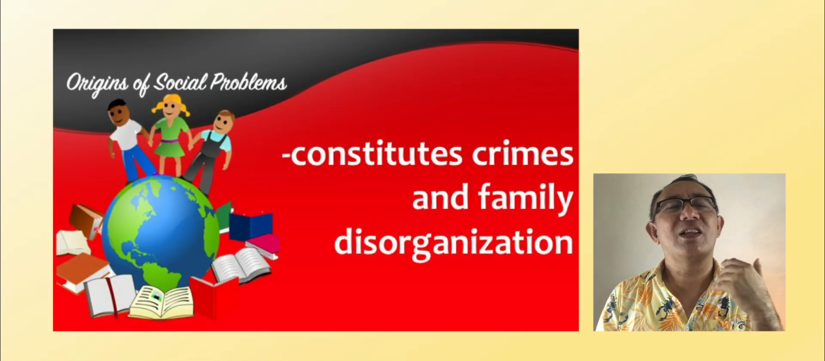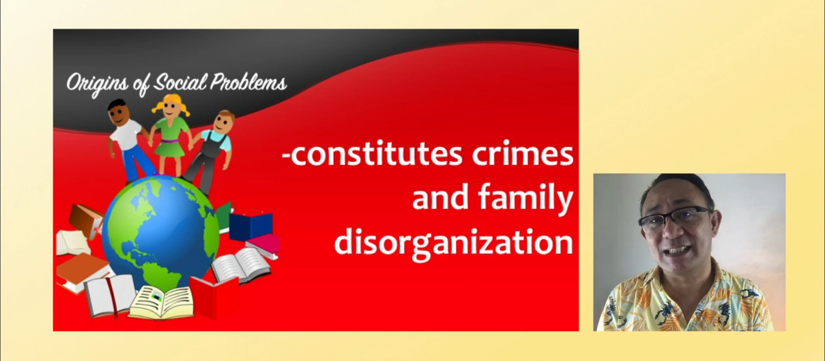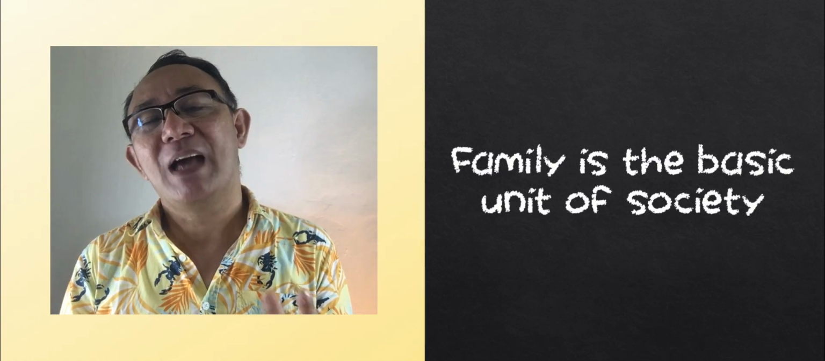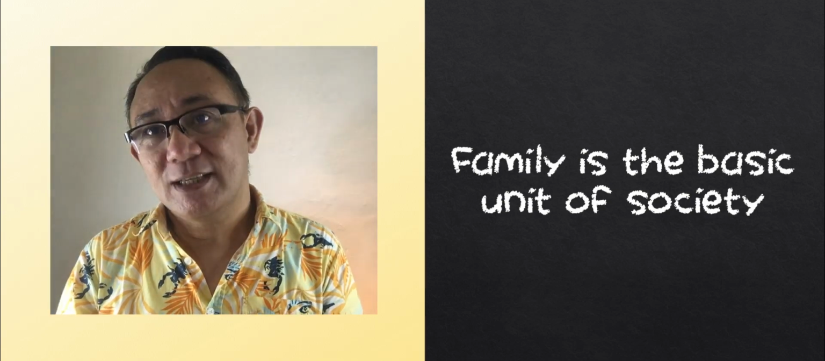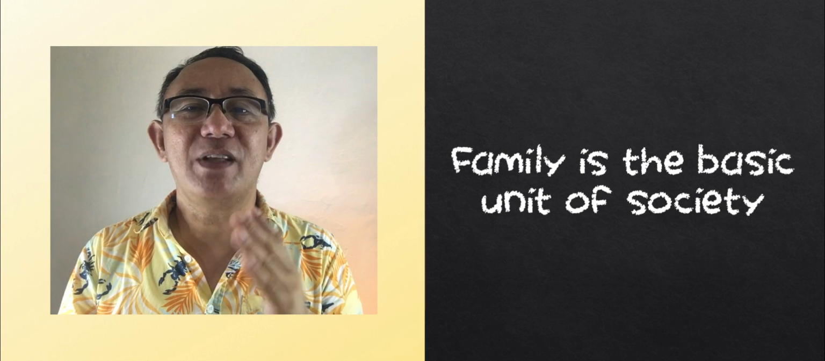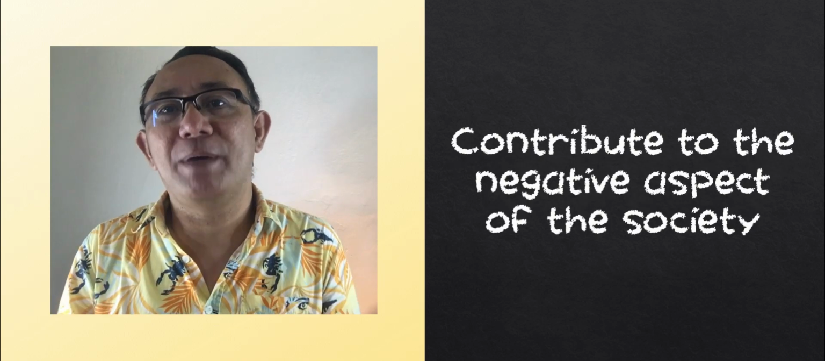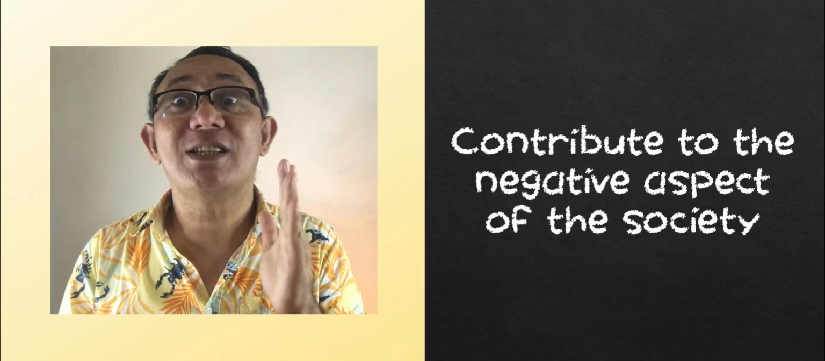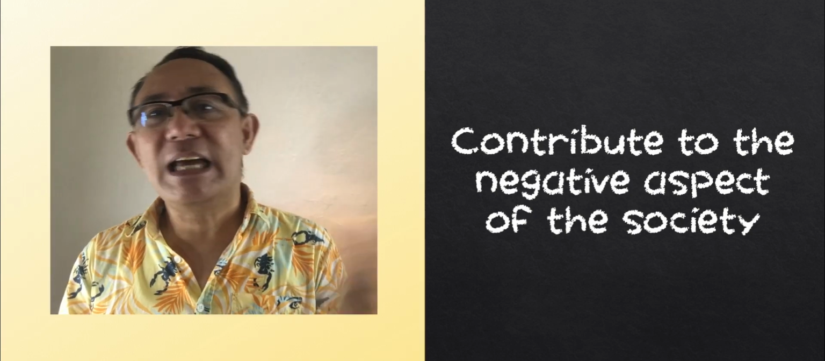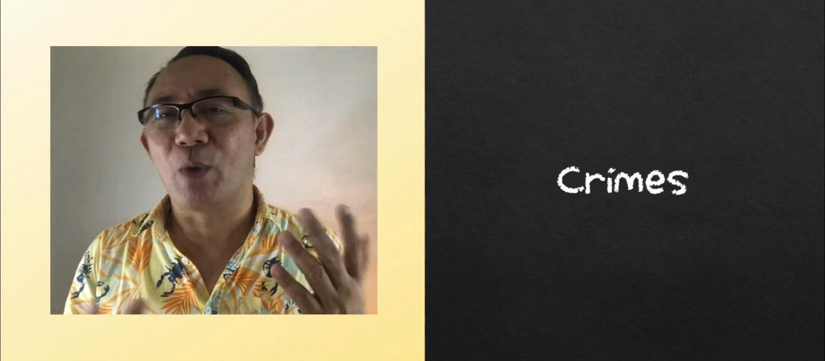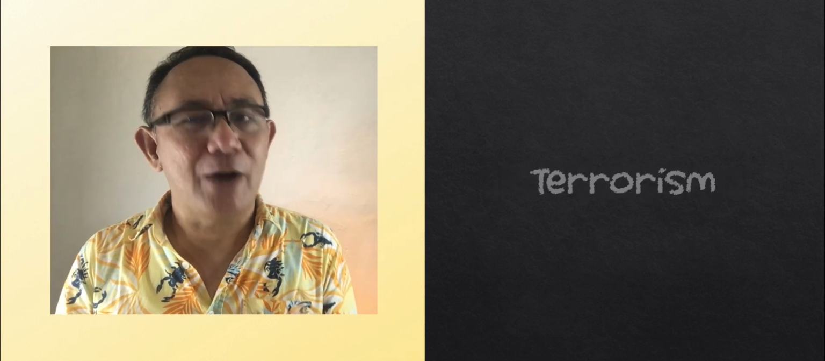Another thing is that it constitutes crimes and family disorganization. This is very true because at some point we consider the family as the basic unit of society. Thus, if the family becomes dysfunctional, social problems may arise. For example, if the children could not accept the separation of their parents, they will naturally do things that contribute to the negative aspect of society just to get certain attention. So these children may lead into certain obstructions like crimes, like rape, kidnapping, terrorism, and many other related cases just to get that attention from society. Because these children are coming from disturbed and disorganized families.